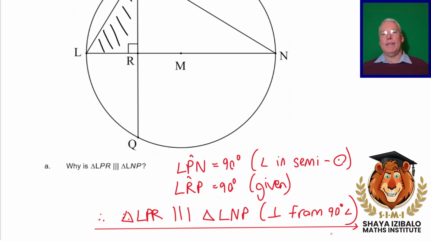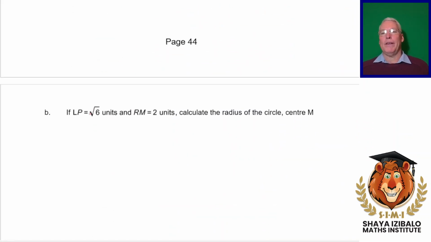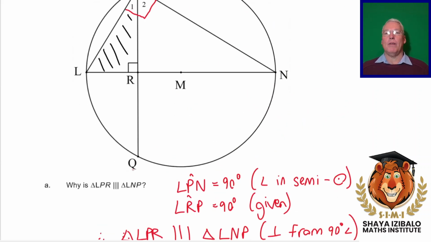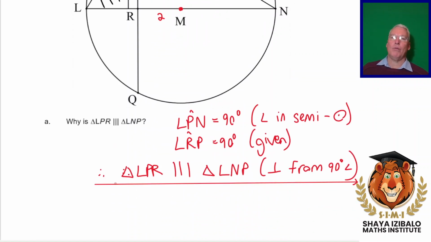When we prove similarity, the next part normally involves using the similarity. The next part says if LP is root 6 and RM is 2. So this little piece here, LP is root 6 and RM is 2. And it asks us to find the radius of the circle. Now, obviously, if we could find the diameter of the circle, then we would be there. Let's see if we can pull some sort of ratio out of here.